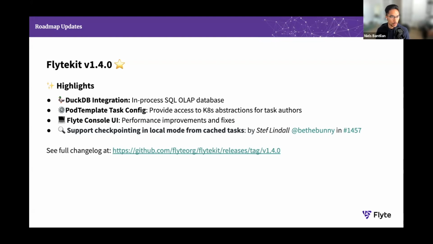We made a few performance improvements on the Flyte console UI. You can look at the PRs and the full changelog there for more details. And then finally, a community contribution by Steph Lindahl for supporting checkpointing and local mode from cached tasks. So that's 1.4.0. You can install it today. Check it out if you're interested. Next slide, please.